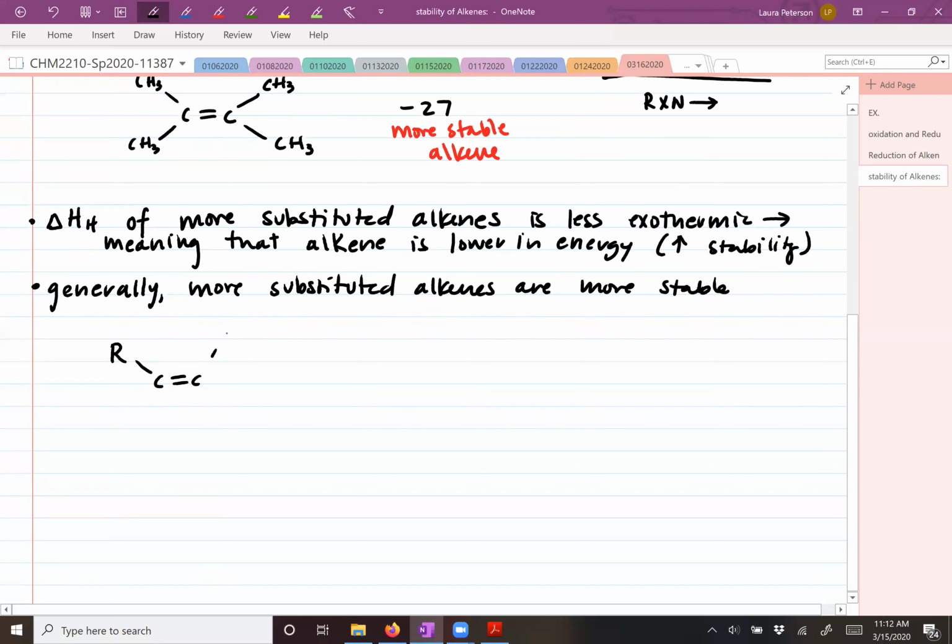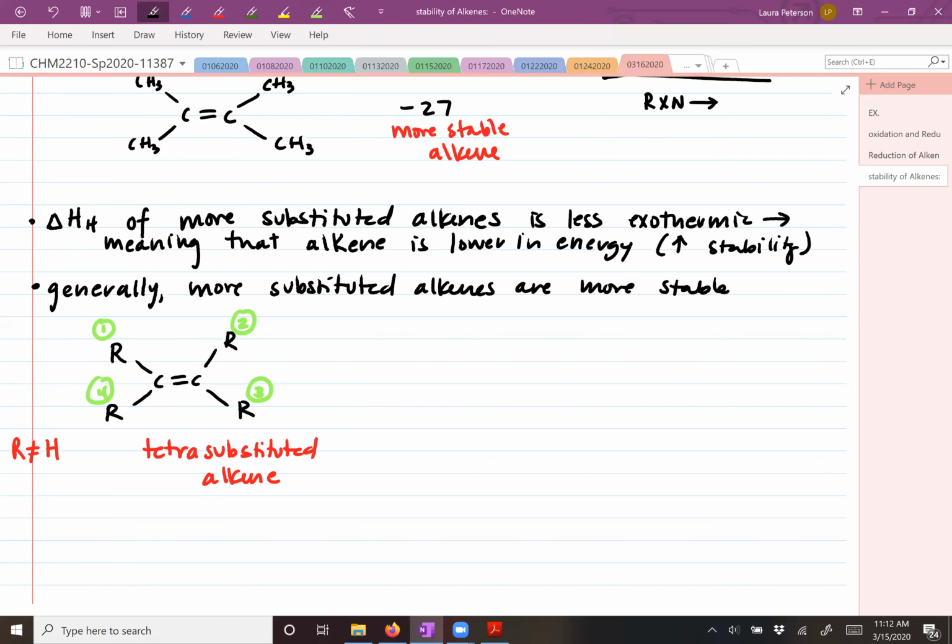Okay, so the most substituted an alkene could be is if both carbons of our carbon-carbon double bond have 2 carbon-based substituents. So in all of these cases, R cannot equal hydrogen. This would be what we call a tetrasubstituted alkene. And it's tetrasubstituted because we have 1, 2, 3, 4 substituents. So we're going to count the number of substituents. 4 is the max number possible around our alkene, and that's how we're going to determine our substitution.